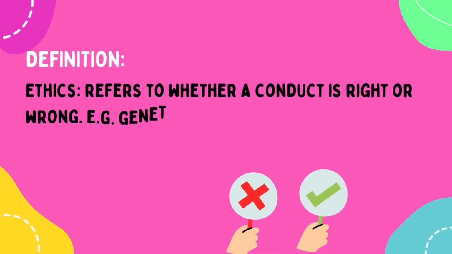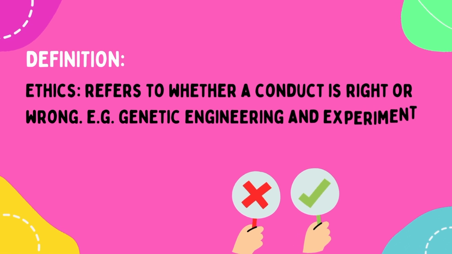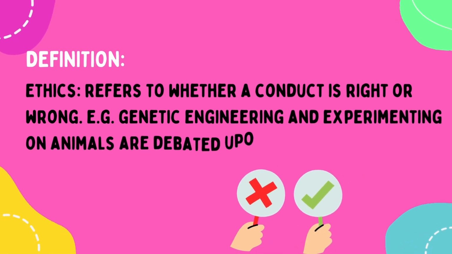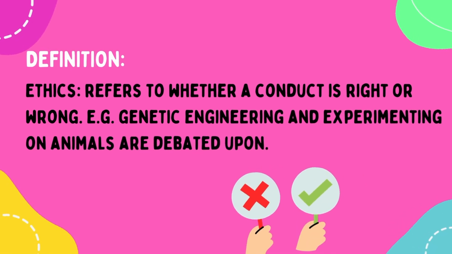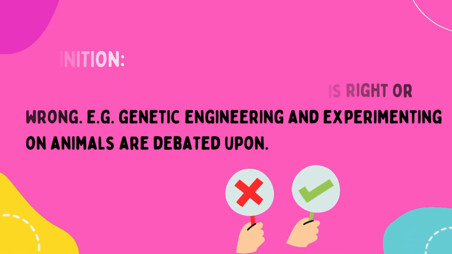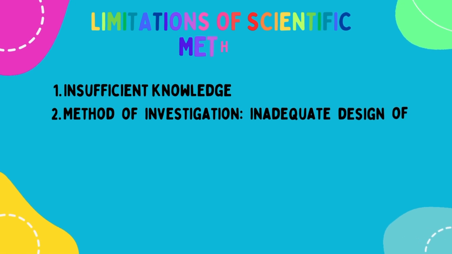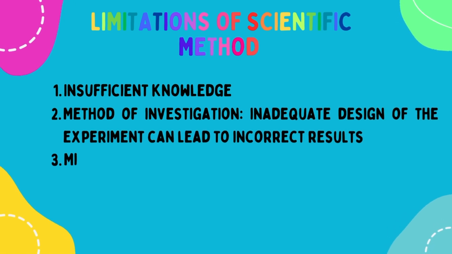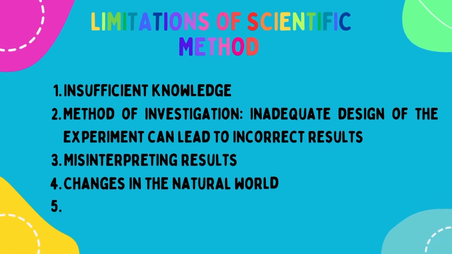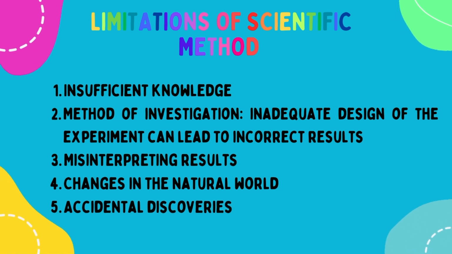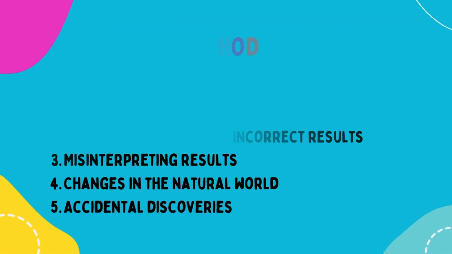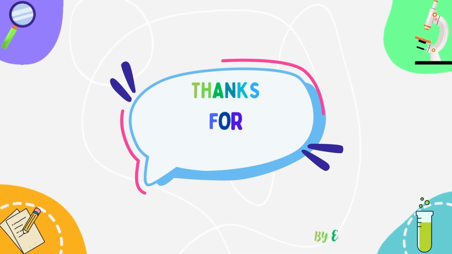Ethics then refers to whether a conduct is morally right or wrong. Some ethical issues can surround testing on animals or cloning or genetic engineering. There have been some things over the past few years. Then we have limitations of the scientific method. So we have insufficient knowledge. Method of investigation could be inadequate, leading to incorrect results. We could misinterpret the results, changes in our natural world, or accidental discoveries. That is the scientific method.